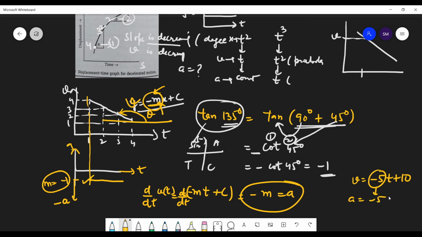Minus 5. Minus 5. Do the differentiation. Is this clear? But instantly you can tell, that's the point. So even whatever we have done today, you can look at the previous figures also. This concept will match.